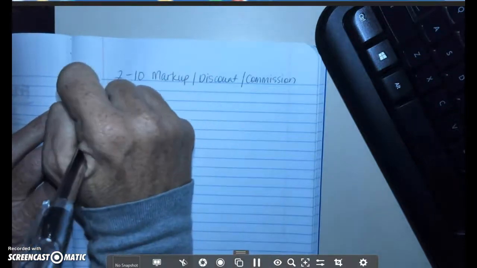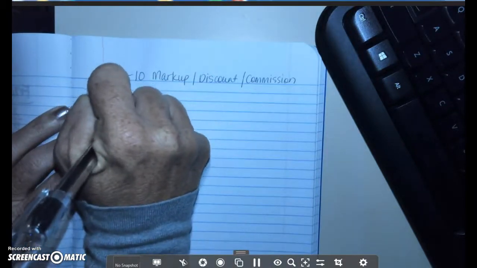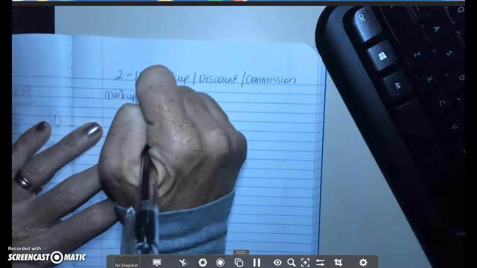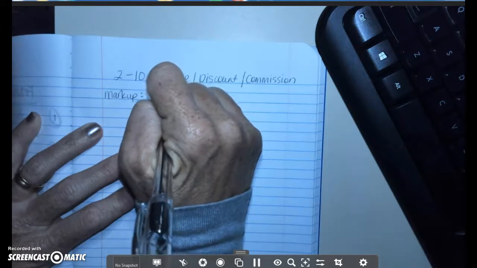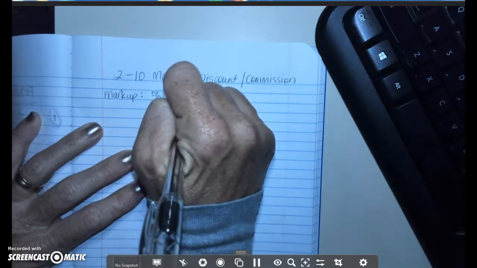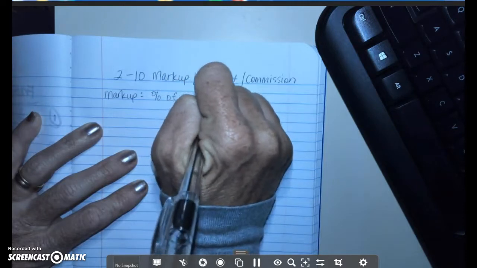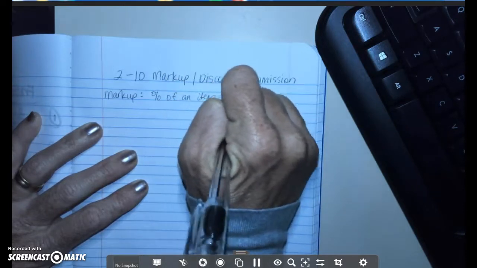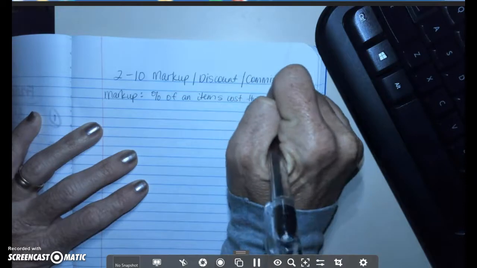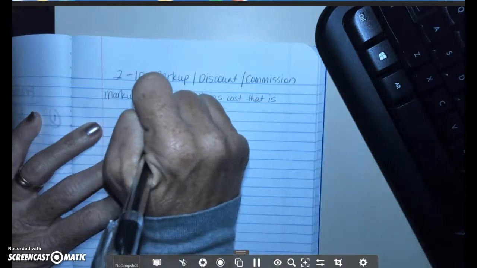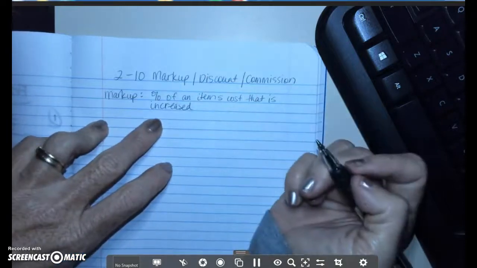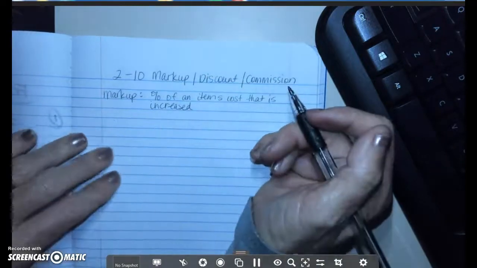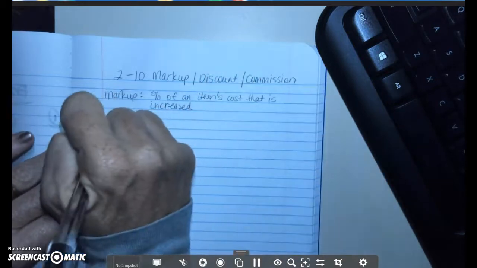So, markup is the percent of an item's cost that is increased. Okay, percent of an item's cost that is increased.